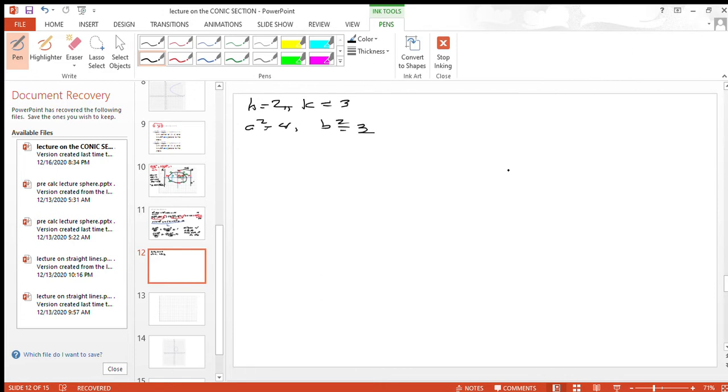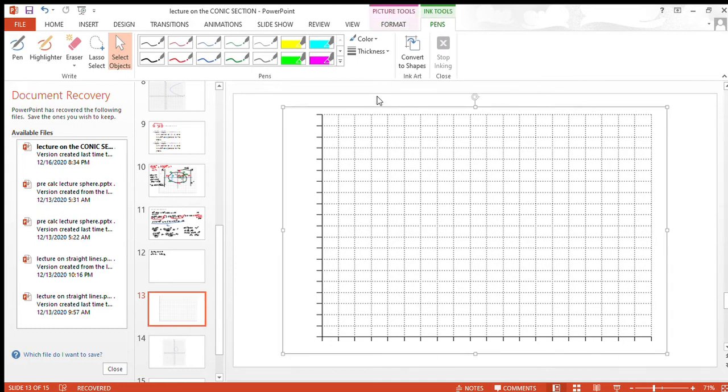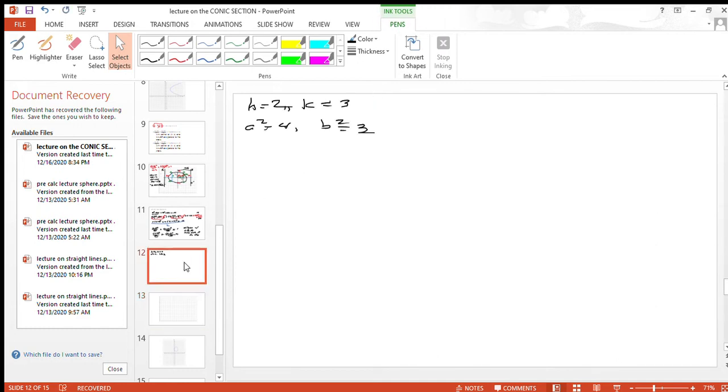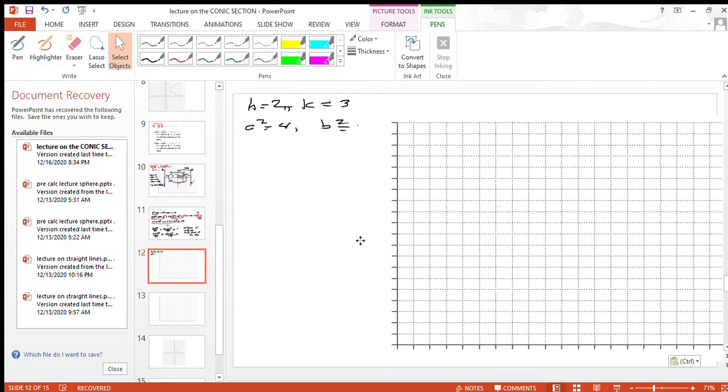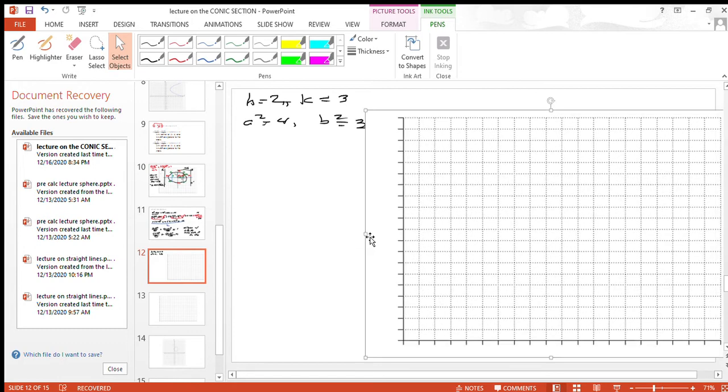So we need to draw what we call a dummy graph. And let me just copy this and let's put it here. Let's just reduce this. Okay. So b squared is 3. Let's use this now as our reference.